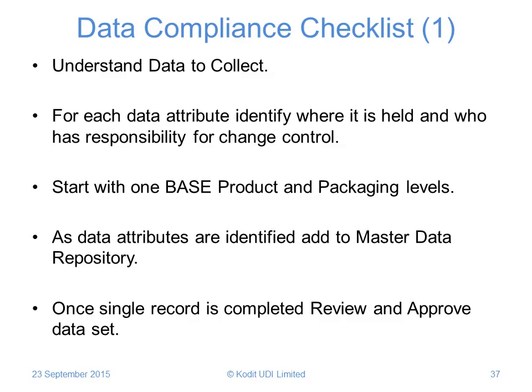So in regards to the data compliance, very, very high level again. First, understand the data that you need and the constraints for each attribute. Internally, find out where it is, who holds it, who has responsibility for change control. Start with one base product and packaging levels. As you find each data attribute, identify, add it to your master data repository. Once you have a single record completed, review it, approve it, and have the data set then put under strict change control.